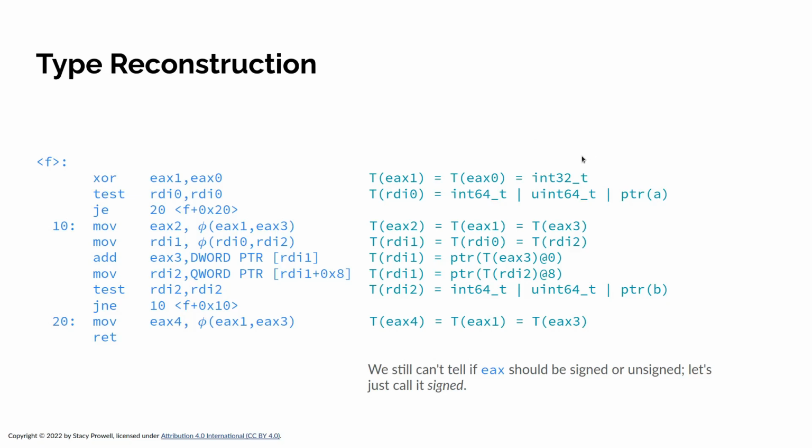So we just call it signed. In addition, it's pretty obvious that RDI2 is a pointer. So we're going to replace it with a pointer to A. How do we get there? Well, we know that RDI2, right, down here could be one of these things.